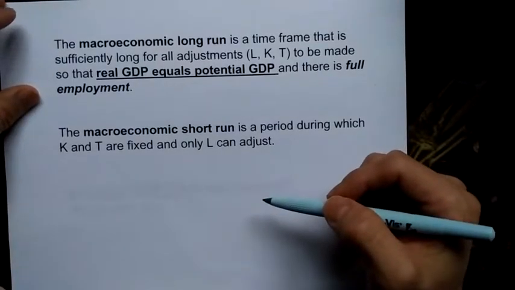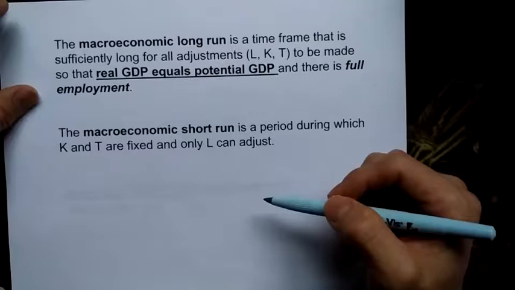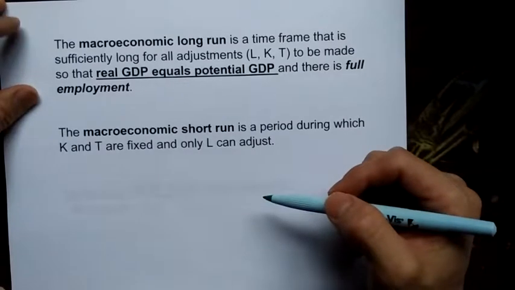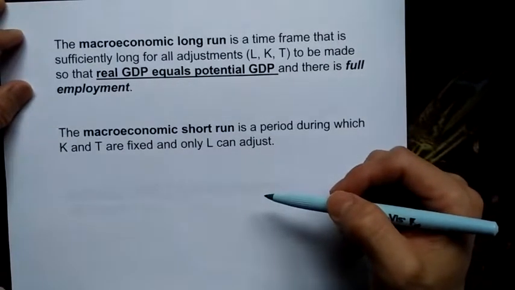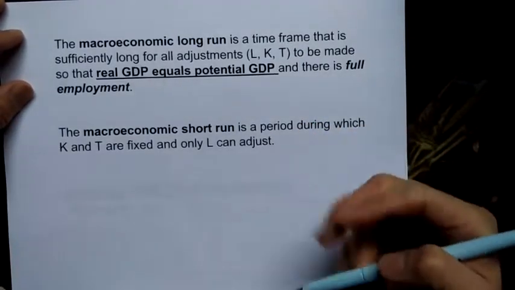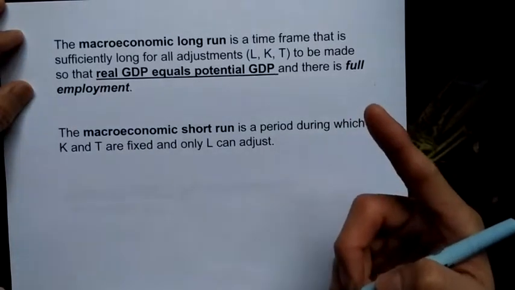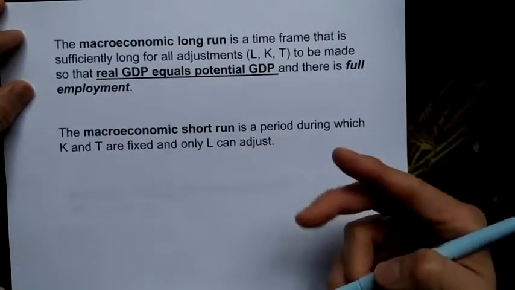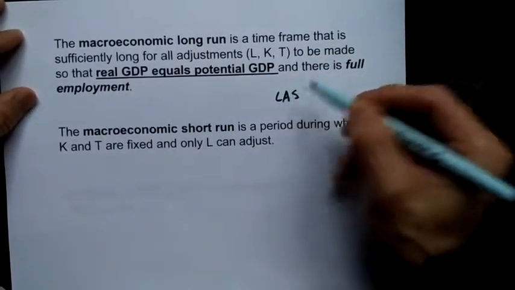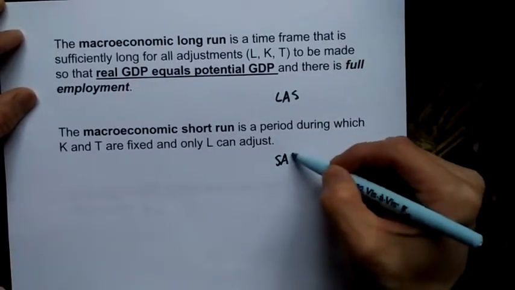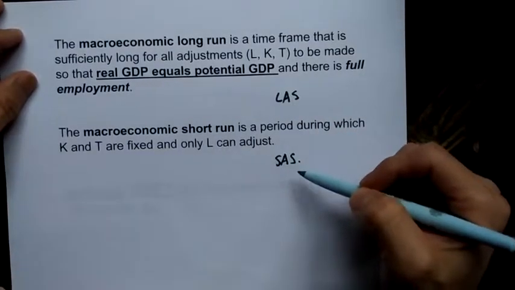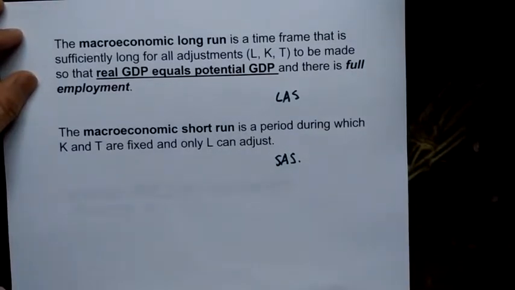The aggregate supply curves are special. They are different from the regular supply curve that you have seen in microeconomics. Why? Because in the aggregate market, we have two supply curves. One is for long run, the other one is for short run. That is, we have a long run aggregate supply curve and a short run aggregate supply curve.